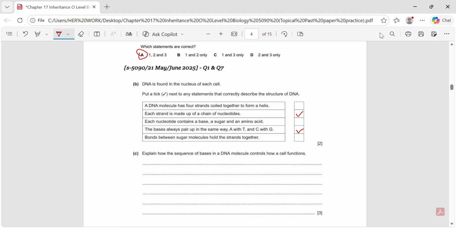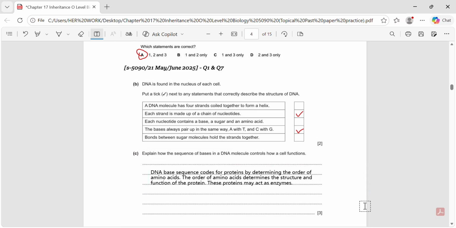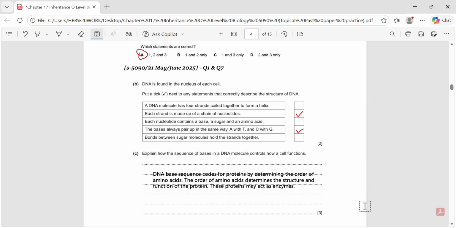Finally, the next part asks us to explain how the sequence of bases in a DNA molecule controls how a cell functions. So the answer we write is that the DNA base sequence codes for proteins by determining the order of amino acids. The order of amino acids then determines the structure and function of the protein, and these proteins may act as enzymes.